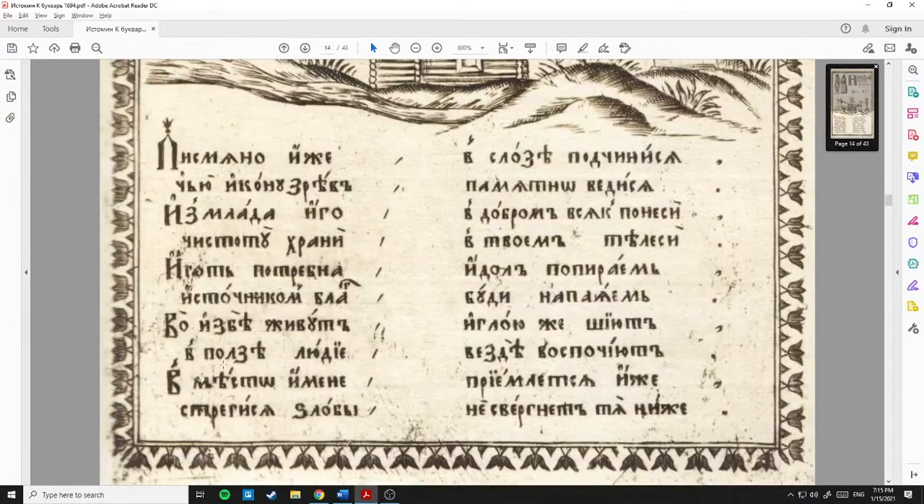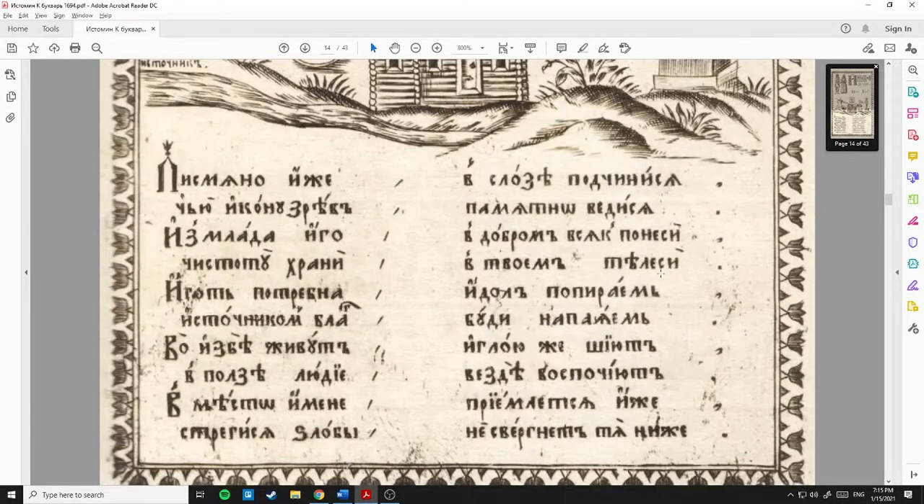Igoć, so that's the mortar. Igoć, potrebna, is needed. Potrebna, idol, popirajet. The mortar is needed to trample the idol. To defy? Probably. I think you're right, Sergey. Yeah, makes sense. To defy the idols. Maybe this is like to not become a heathen. Maybe. Religious sense, obviously. Interesting.